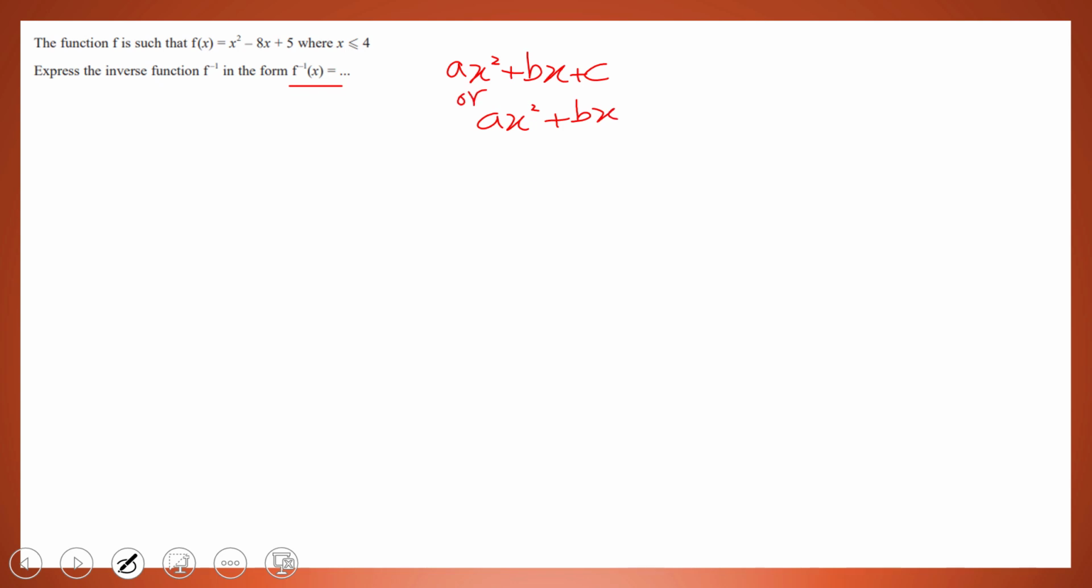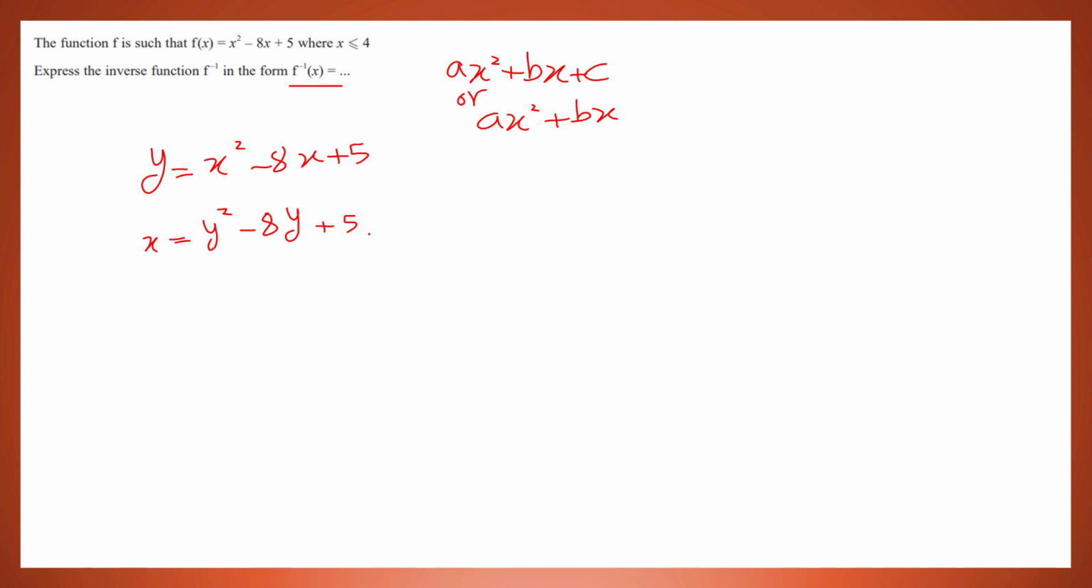If you want to find the inverse of a quadratic function, you do the normal steps, which is replacing the function notation by the letter y. So it will be y equals x squared minus 8x plus 5. And then you change each letter x into y and each letter y into x. So it will be x equals y squared minus 8y plus 5. And then you make it an equation in y by considering the x as a constant and shifting it to the other side.